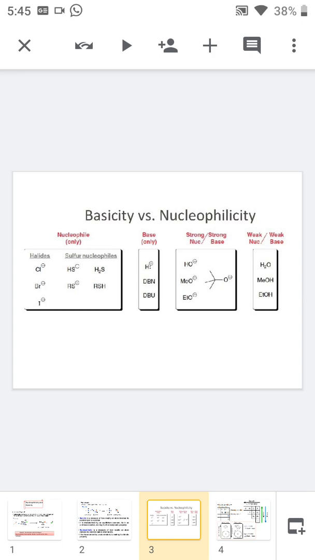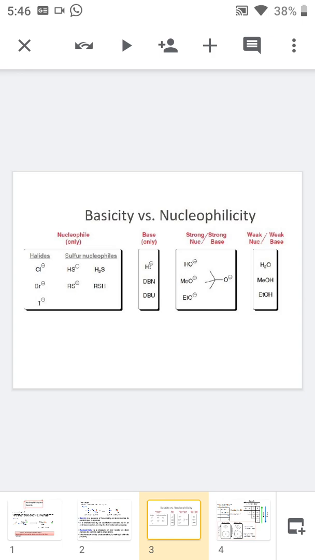So the next category is the strong base, at the same time a strong nucleophile. See the first example, OH minus ion. The OH minus ion can attack the carbon because they are approximately similar in size. Similarly, OH minus ion can attack H plus ions. That's why the OH minus ion acts as a strong nucleophile, at the same time it is a strong base.